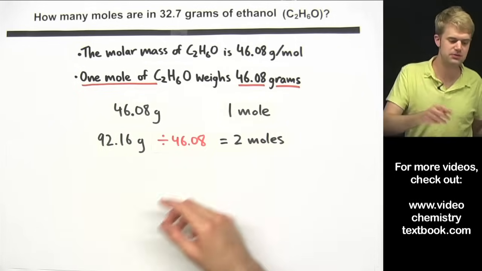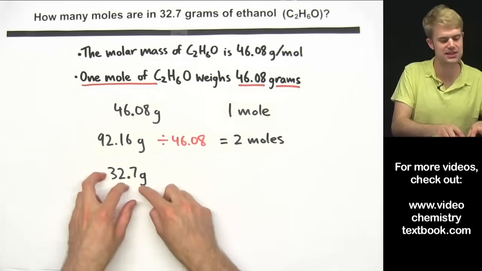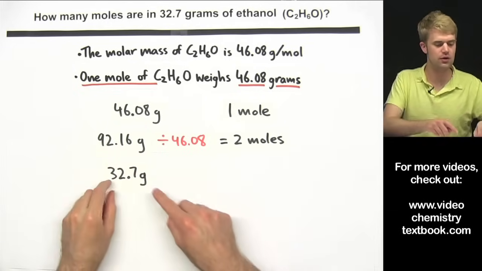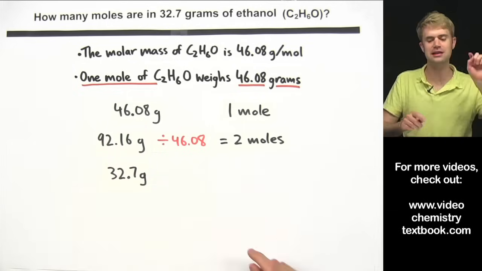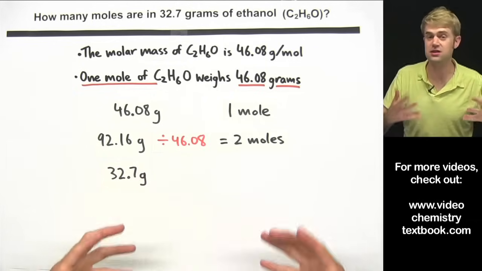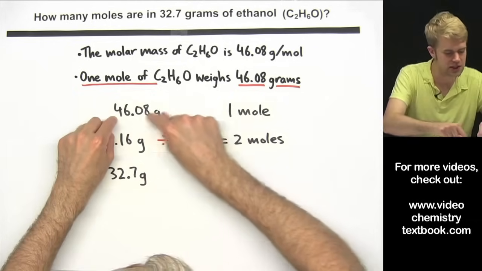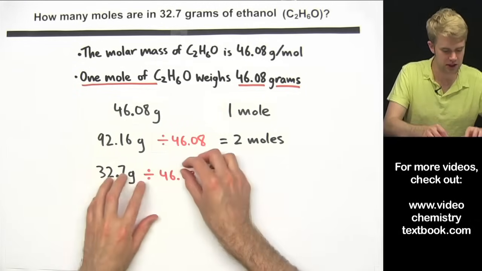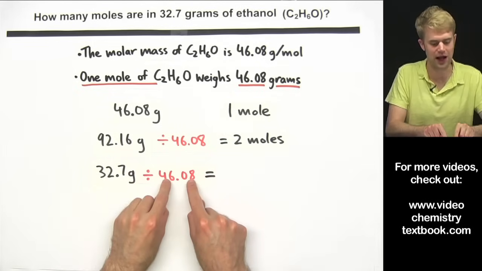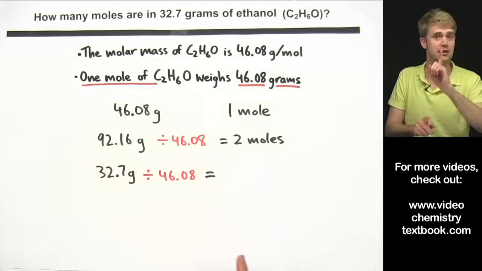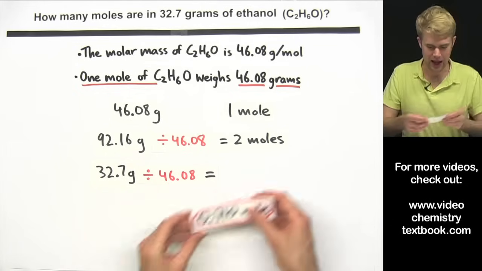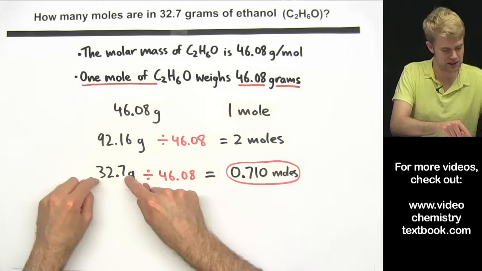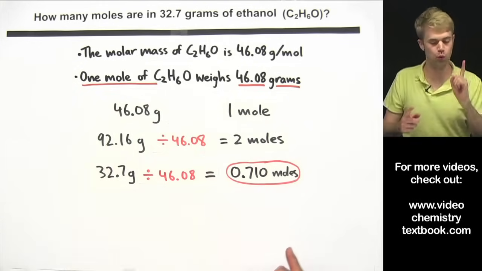Now, the number of grams that I have is 32.7, which is actually less than the number of grams that's in just one mole. So the number that I'm gonna end up with is gonna be less than one mole, but the math is exactly the same. How many times does this number go into this number? That's what I wanna find out. So I'm gonna take this number and divide it by the molar mass, to find out how many of these fit into this. It's gonna be less than one. I do this division and I get 0.710 moles, right? Less than one mole because this number here is less than how much one mole weighs.